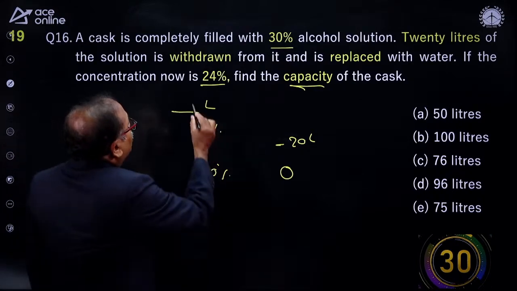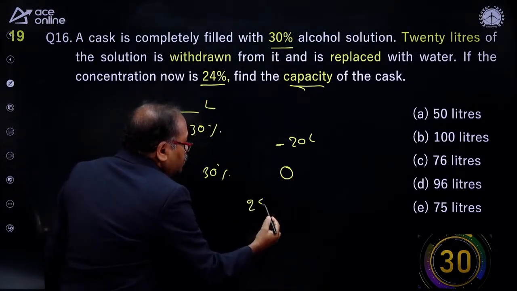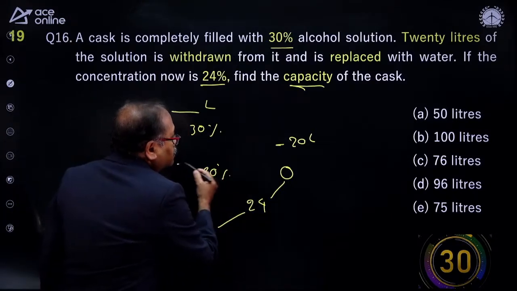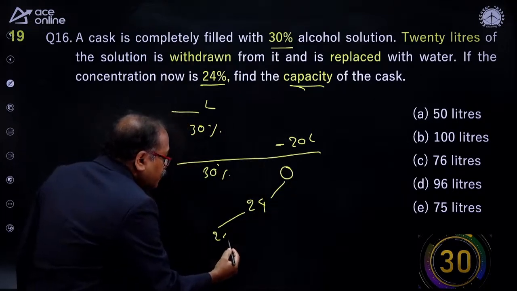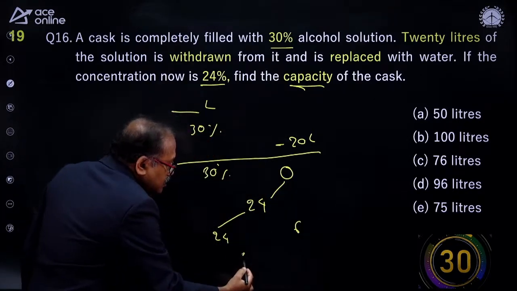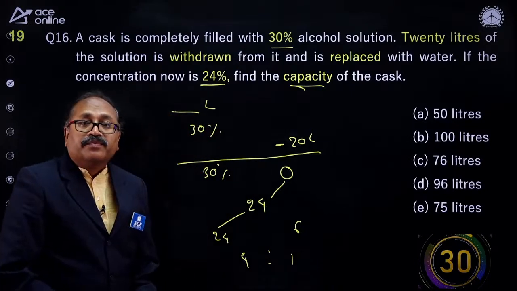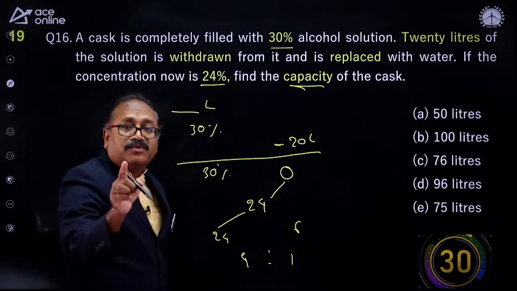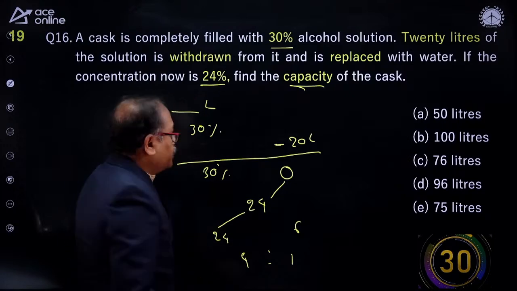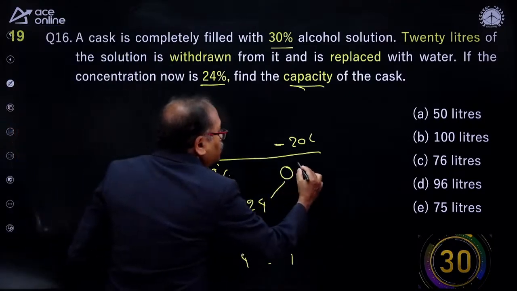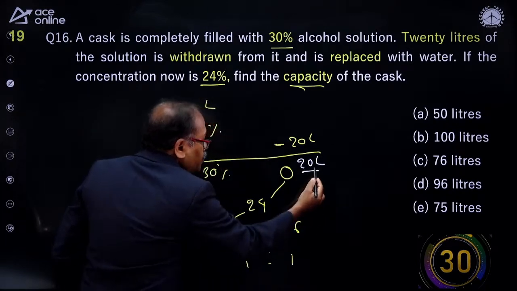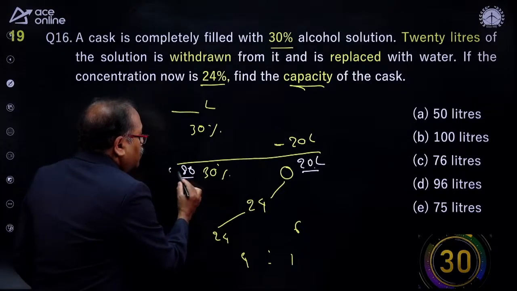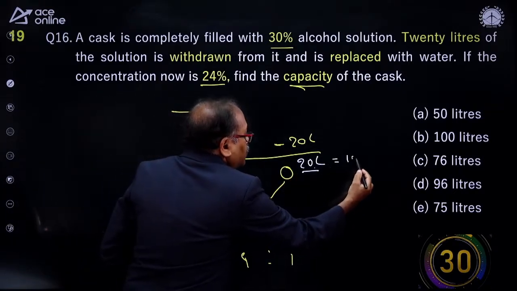Then what happens when you add these two? You are getting 24% alcohol. So that means the water to this one, here it is 24 and here it is 6, and 24 to 6 is 4 times, so 4:1 is the ratio. Now how many liters of water have you added? You have taken out 20 liters of mixture and poured 20 liters of water, so here the water is 20 liters. So when one part is 20 liters, then 4 parts will be how much? That's 80 liters. So what is the quantity? 80 plus 20, that is 100 liters.